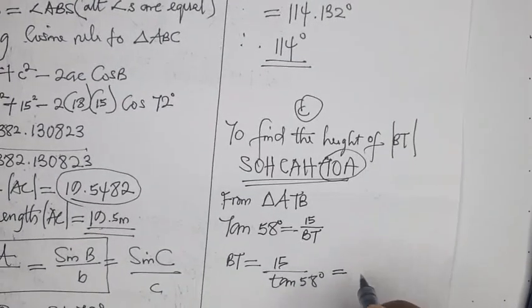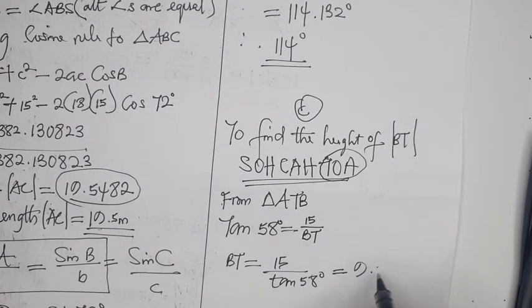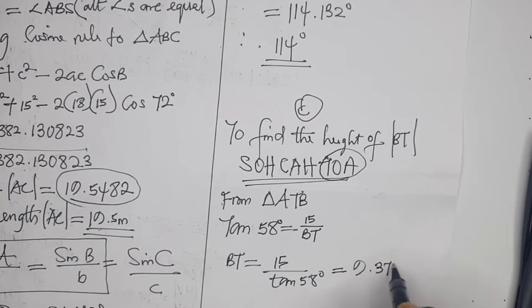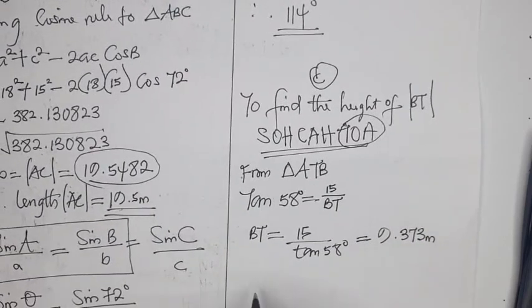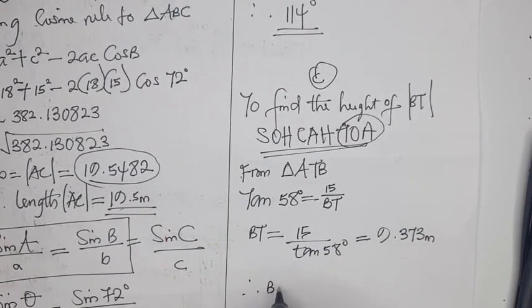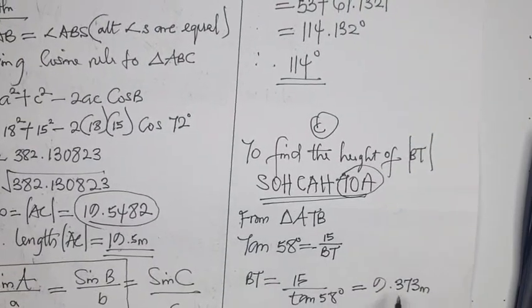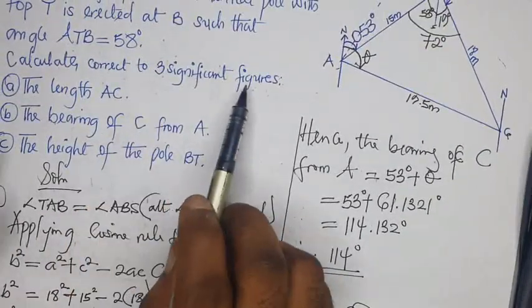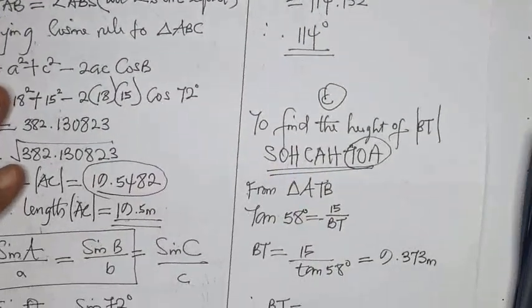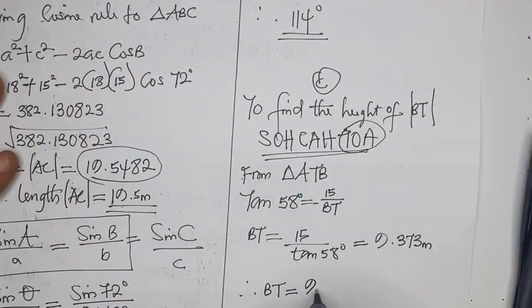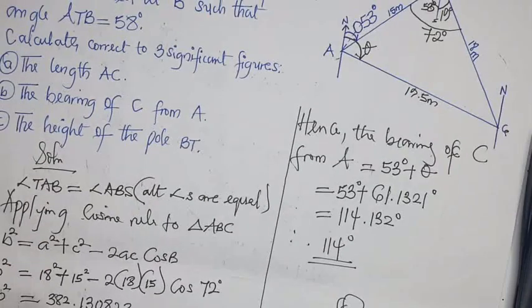9.373. Let's write that down. 9.373. This is in meters. Now, it simply means, therefore, that the height of pole BT is equal to, we'll leave it at 3 significant figures as the question told us. So to leave it at 3 significant figures, we take the first 3 significant figures, 9.37 meters. This becomes the height of pole BT.